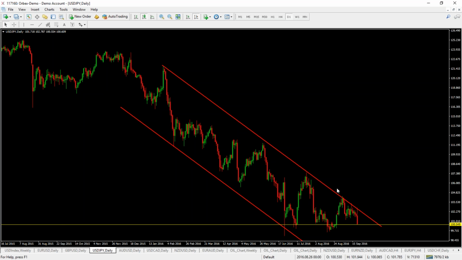The reaction was far more pronounced in the crosses, where initially in response to the news, we saw heavy Japanese yen selling. However, once again, and as we've seen all year with these Bank of Japan meetings, the moves were ultimately reversed and the Japanese yen is now trading higher.